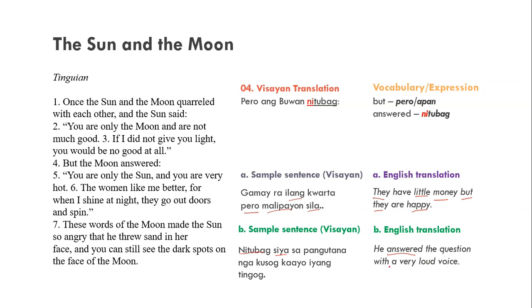I answered the question with a very loud voice. Actually, I'm giving you a lot of vocabulary here, but I'll just orient you with it. Like, pangutana is question, and kusog kaayo is very loud. Voice is tingog. And iya is his voice, something like that.